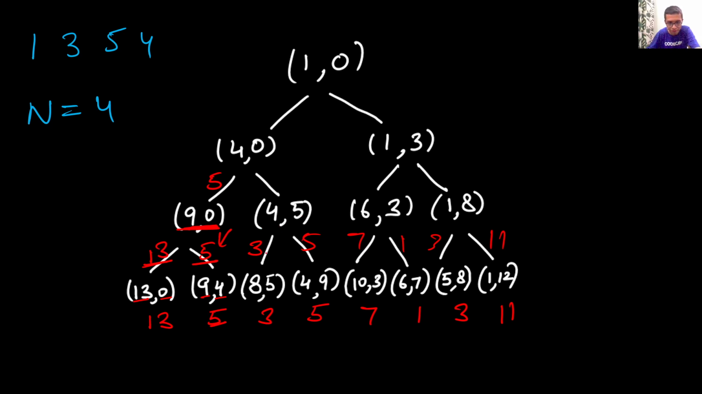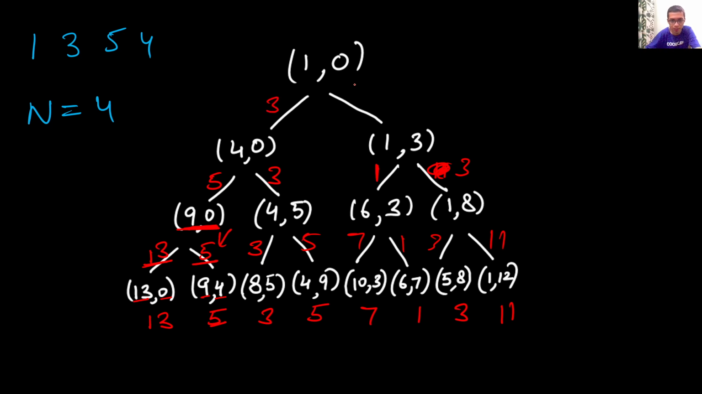Similarly, for 4 comma 5, we have 3 comma 5. Which out of these two is smaller? 3 is smaller, so this would return 3. Then we have 7 comma 1, so this would return 1. Then we have 3 comma 11, so this would return 3. So 5 and 3, which is minimum? 3 is minimum, so it would return 3.